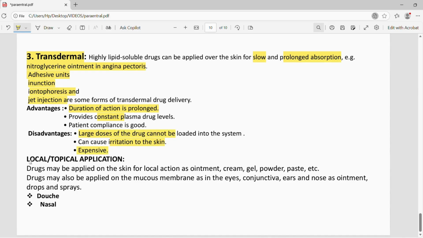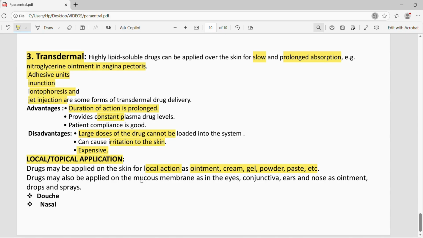Now last is the local or topical application. Here the drugs, that is creams, ointments, powders or pastes, are applied onto the upper layer of the skin or the mucous membrane. Drugs can be applied on the skin for local action. This can be used only in the case of local infections, local injuries or allergies, and it involves the local area or local site of the body. Examples are ointment, creams, gel, powders and paste.